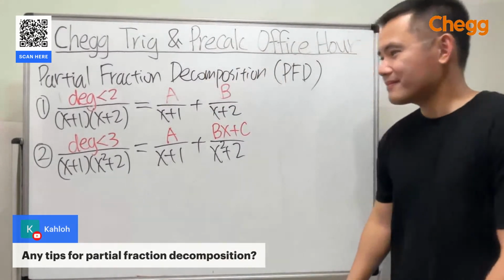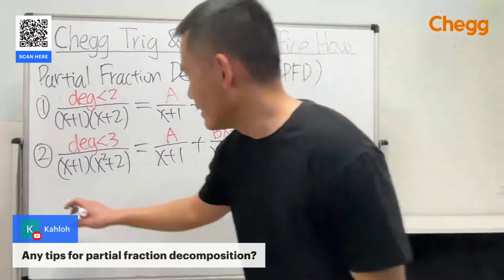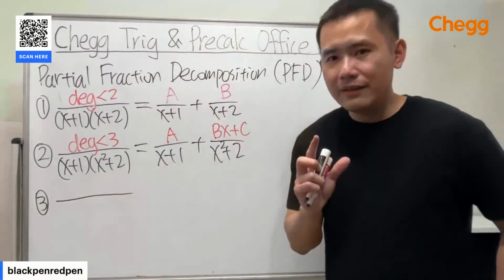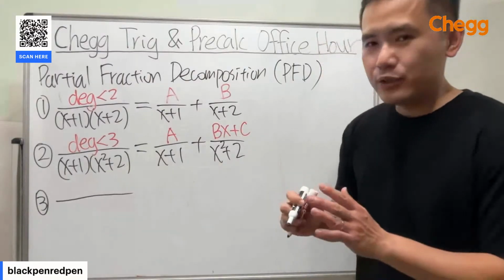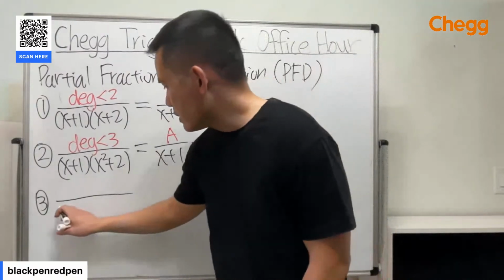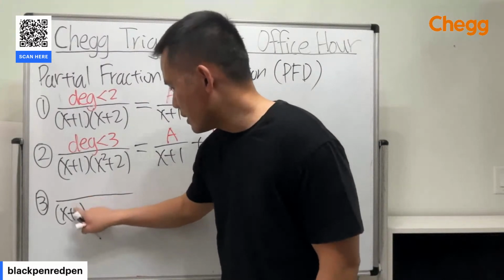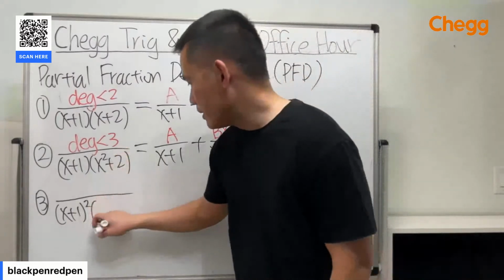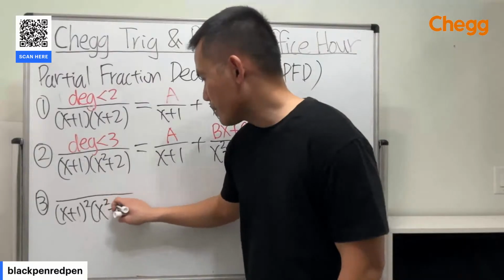Okay, here we go. This is the third one. The third one is when we have a repeating factor. So you're going to pay attention to when you have the power on the outside of the parentheses. Here is an example. If I have x plus 1 to the second power here, let's do it like this with the second power here. And then I will just keep it x squared plus 2.